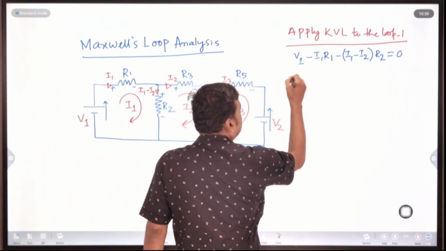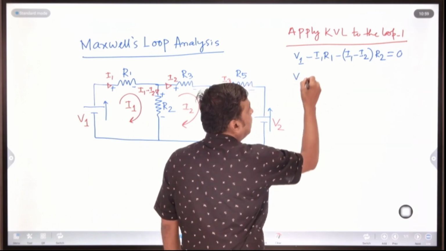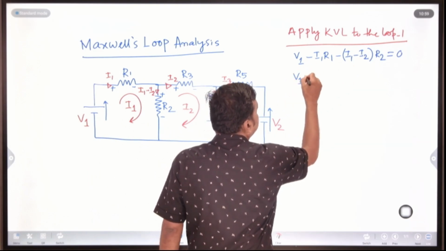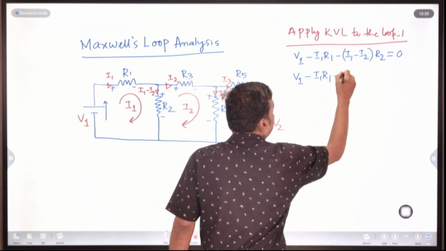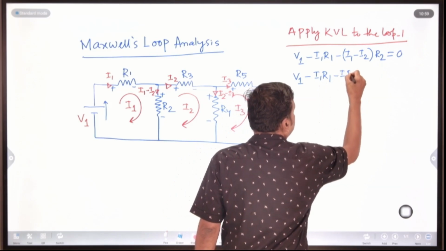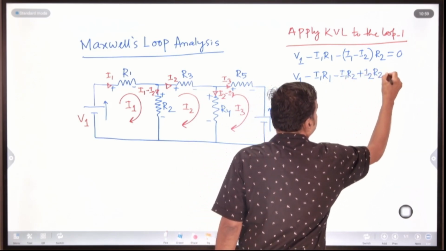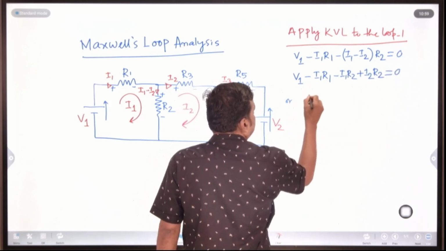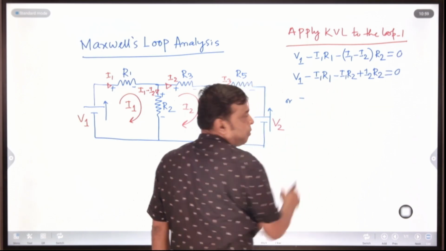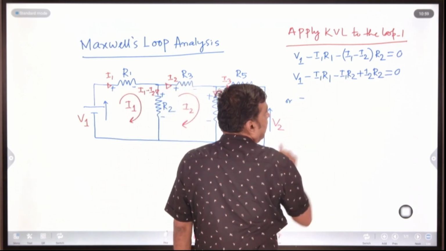Then if you simplify this expression, now I am trying to get it into a standardized form: V1 minus I1 R1 minus I1 R2 plus I2 R2 equal to 0. Or bring the terms containing I1 together: this is your I1 R1, this is your I1 R2.